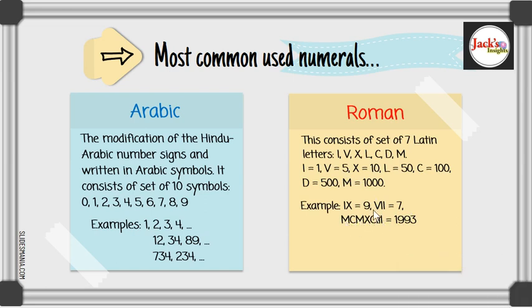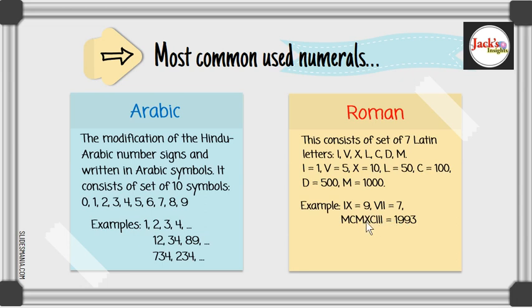Now for 1993, we have M, that is for 1000. Then for 900, we subtracted 100 from 1000. So that is M, preceded by the letter C, which is 100. And the rule is, if a lower value digit is written to the left of a higher value digit, it is being subtracted.